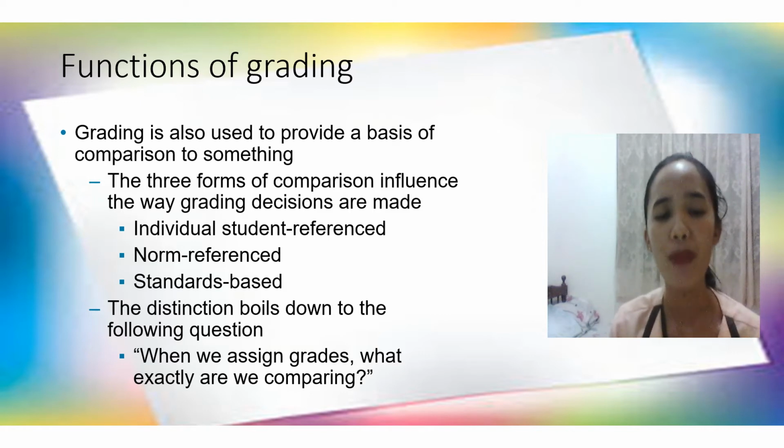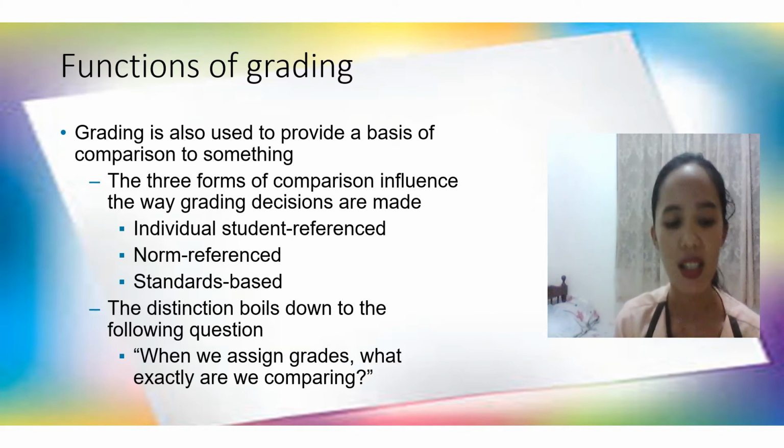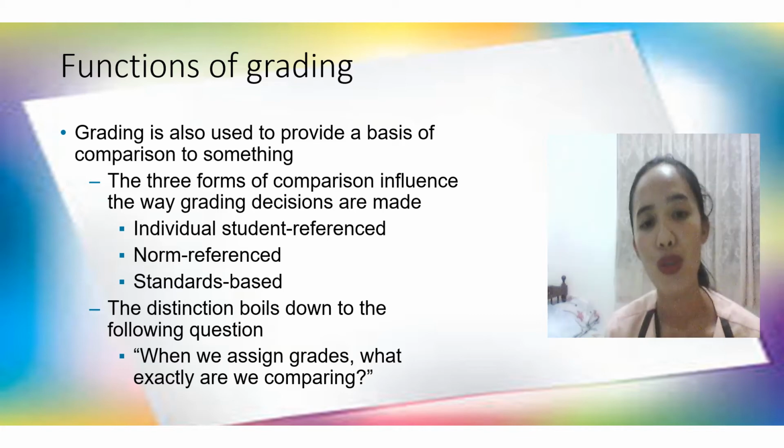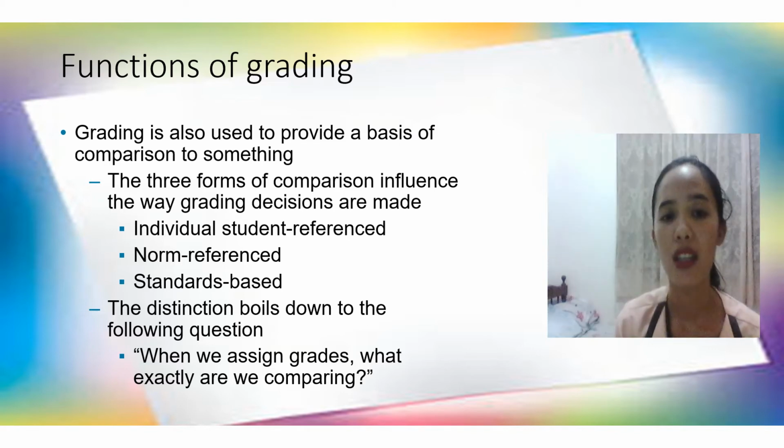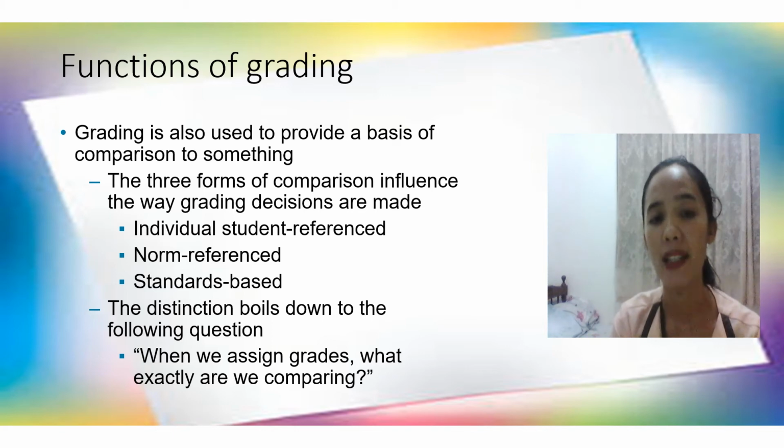Next is the norm reference grading. Norm reference grading is when you grade students in comparison to other students' achievement. In this system, competition is usually present. Next, standard-based grading, or criterion reference grading. Standard-based grading is determined by the student's performance based on the predefined criteria.